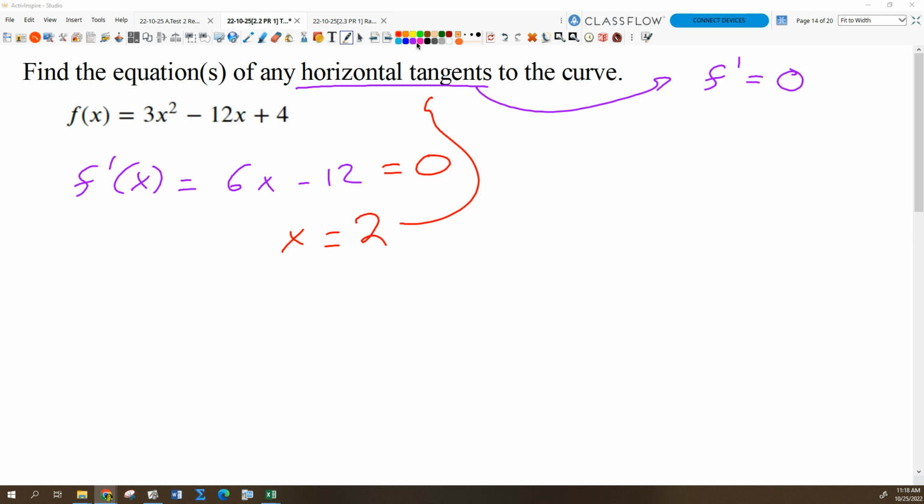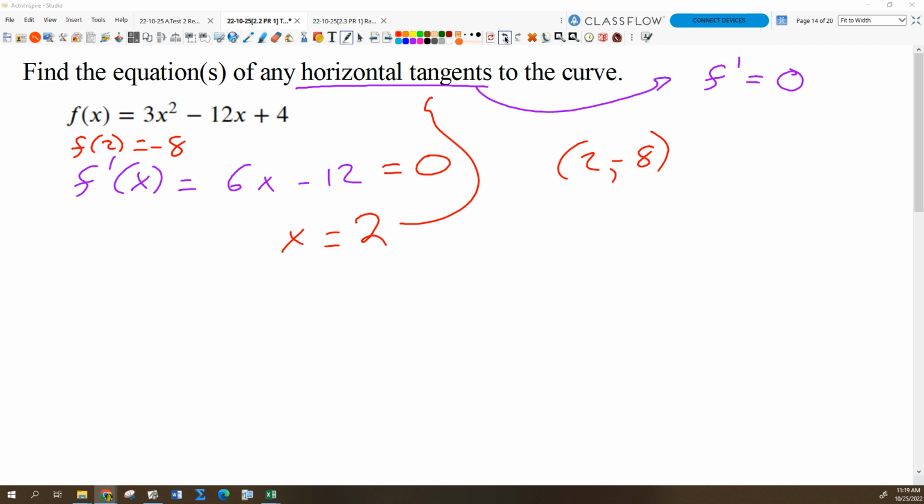Okay, but we want to find the equation of the tangent lines, right? So we need a point and a slope. Okay, so what's my point then? If x is equal to 2, what's y equal to? Where would I go to find out? The function, good, right? So what's f of 2? Negative 8. Good. So I get the ordered pair (2, -8), and my slope is 0, right?